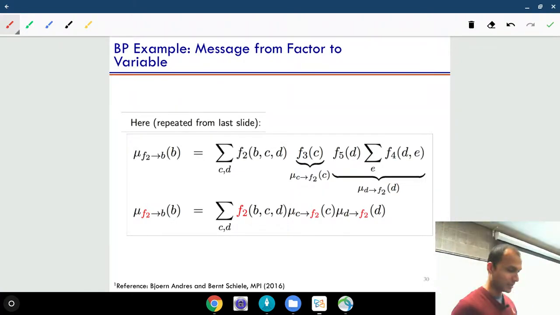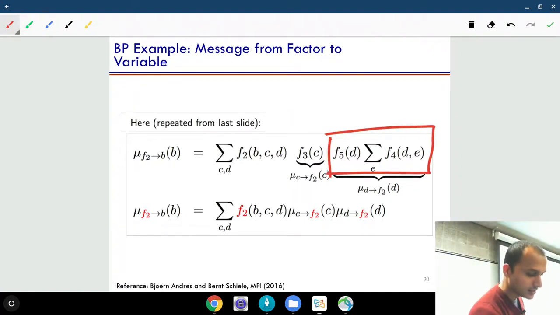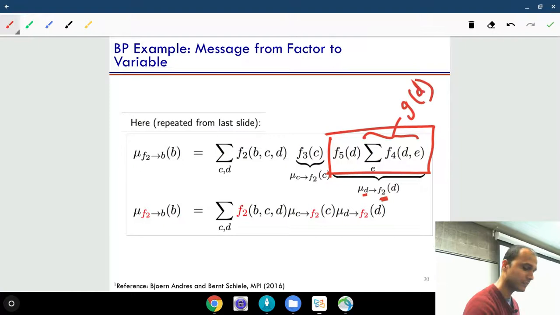So let me explain this slide properly. The square bracket here is a message from D to F2. Think of this summation as a function of this. Once I sum this out, it's some function of D, right? So some function of D, and there's an F1 of D, and from those two, I'm going to send a message to F2.